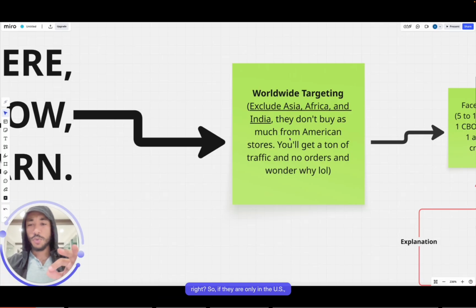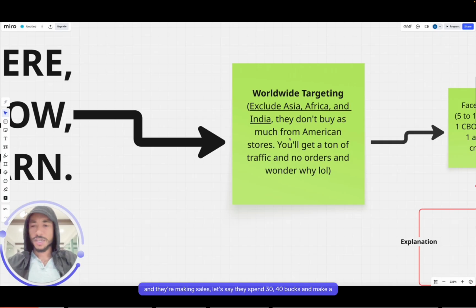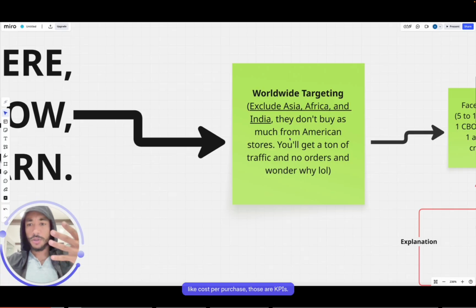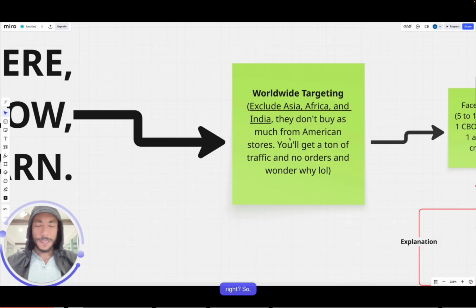So if they are only in the US and their cost per click is 80 cents or $1.20, and they're making sales, let's say they spend 30, 40 bucks to make a sale, we need to be able to spend $25 and make a sale. How do we do that? Well, you lower your KPIs. KPI stands for key performance indicators, right? Your key performance indicators are going to be your click-through rate, your cost per 1,000 impressions, your cost per click, your cost per acquisition, like cost per purchase. Those are KPIs, all those types of things, right?